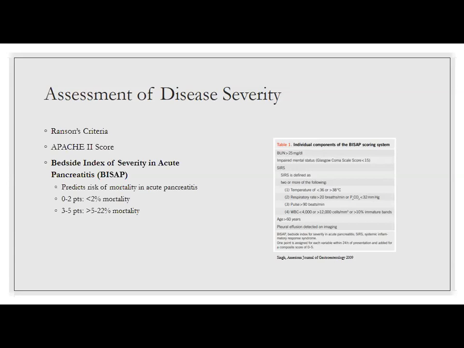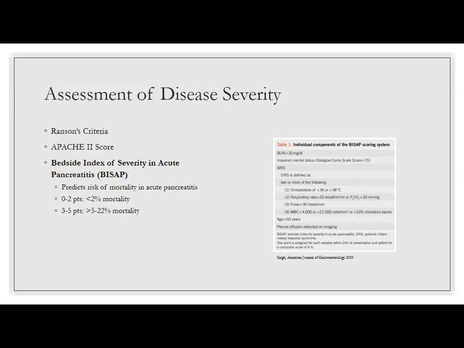That's the bedside index of severity in acute pancreatitis. It was developed hopefully to make calculating this a little easier because those other ones have 9 or 11 elements to them. It predicts the risk of mortality in acute pancreatitis. And these are the different elements. BUN greater than 25, impaired mental status, 2 or more SIRS criteria, age greater than 60, or a pleural effusion.